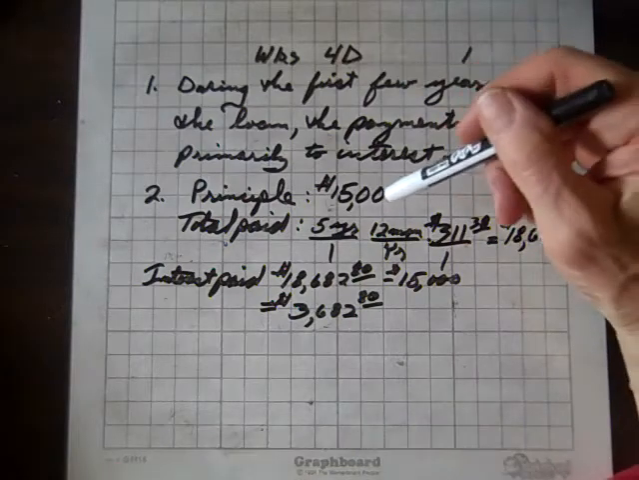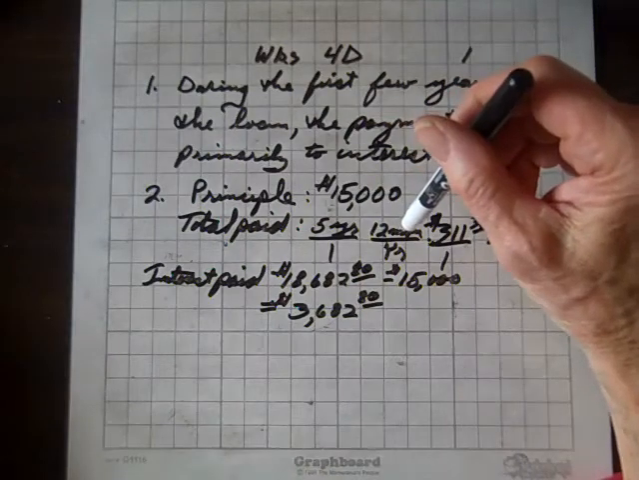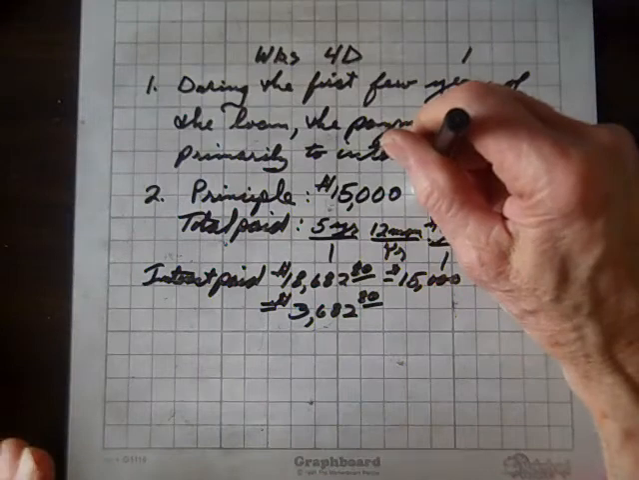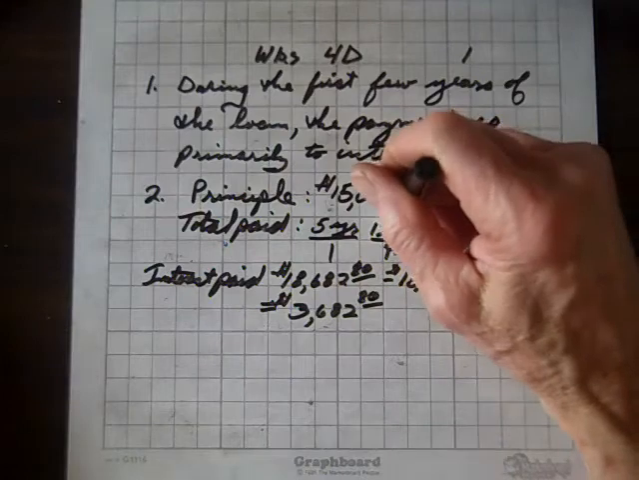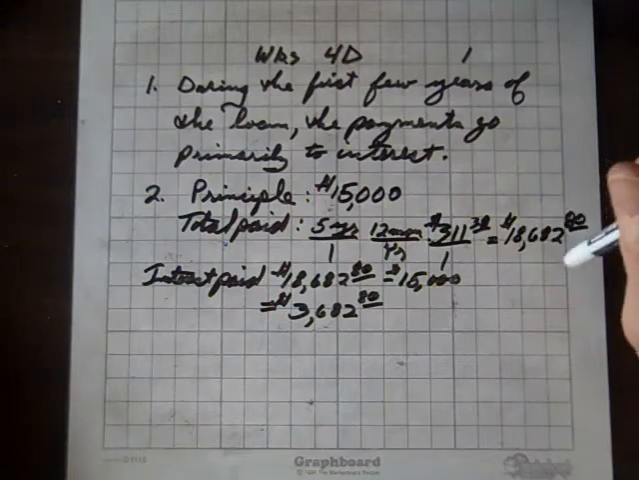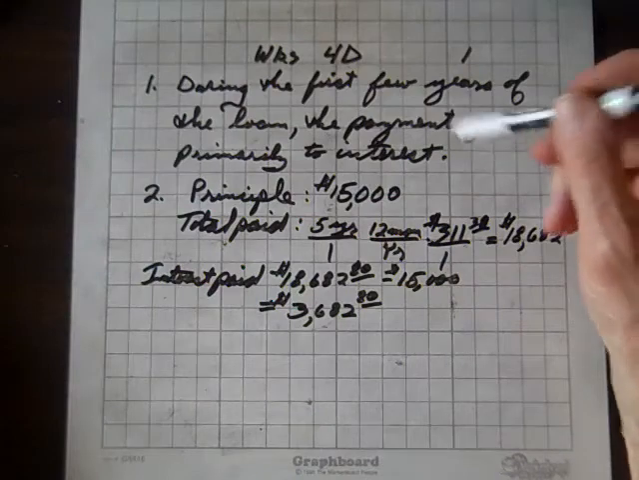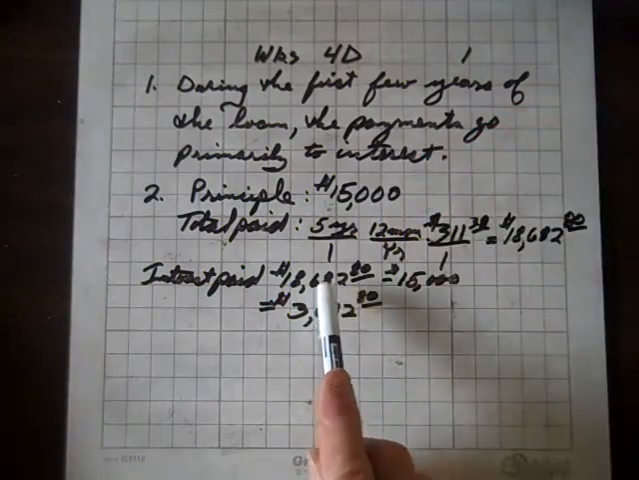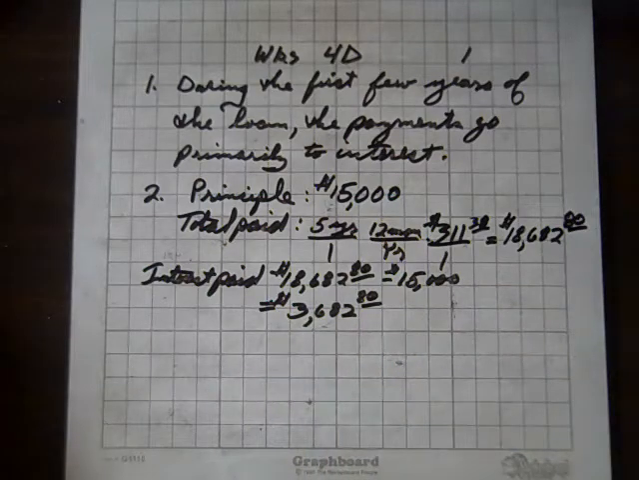Anyhow, for number 2, suppose you apply for a 5-year loan worth $15,000. Well, the principal then is $15,000. The total paid is going to be the 5 years times the 12 months per year times the monthly payment, and that turns out to be $18,682.80. And the interest paid is going to be the difference between what you paid and the principal, and that's $3,682.